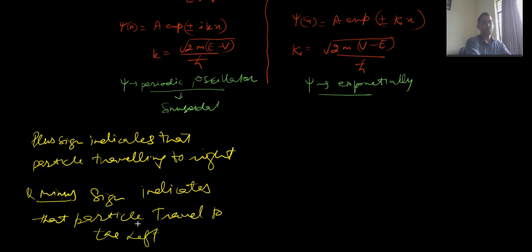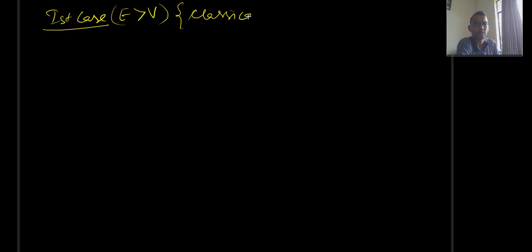So that's what is there. Now consider the first case, where energy of the particle is greater than the potential, and we call it the classical region. So in this case, the wave function is oscillatory.